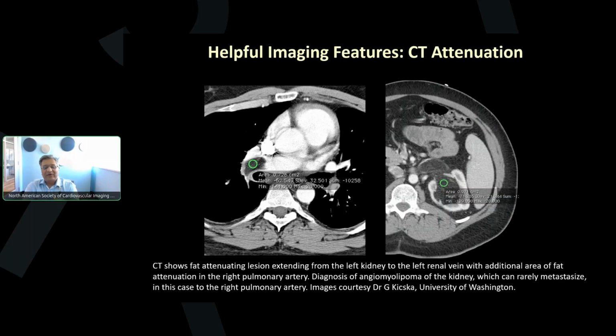So this is a case from my fellowship, and some features which can be very useful, rarely seen though, are attenuation. This is a patient with angiomyolipoma of the left kidney, and we have this fat-containing lesion in the right pulmonary artery. And this was actually a metastasis from this AML in the left kidney. So this has always stuck with me. We see it very rarely, but once you see it, I think the diagnosis becomes much more clear.